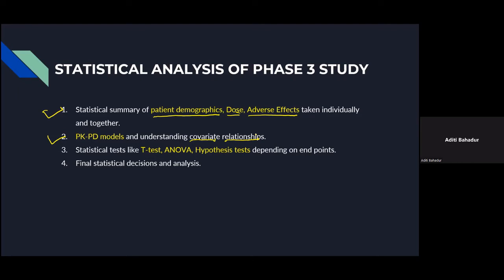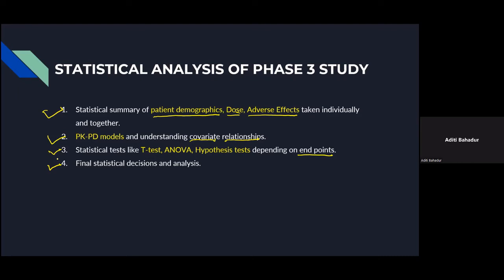And we do statistical tests separately, like t-test, ANOVA, hypothesis testing. And again, as mentioned before, this depends on the endpoint. So this usually gives us the final statistical decisions, whether there is inferiority or non-inferiority, and the final statistical analysis. And these are the statistical endpoints that we will submit to the regulatory authority in order to get approval for marketing.